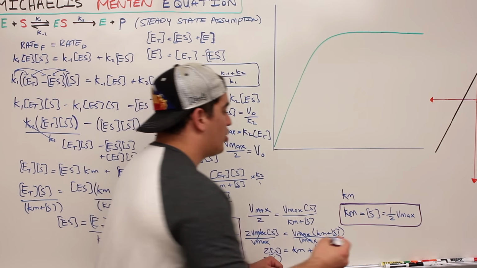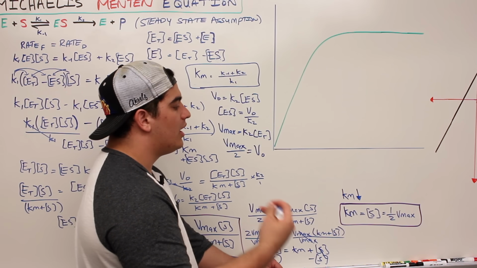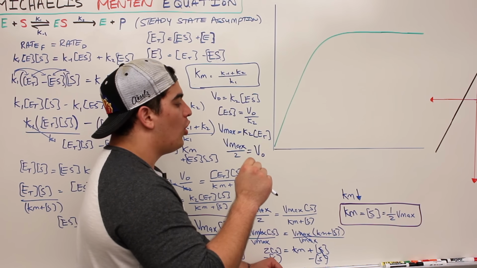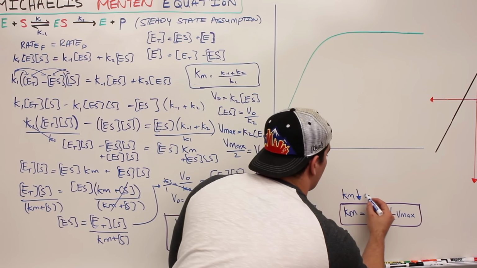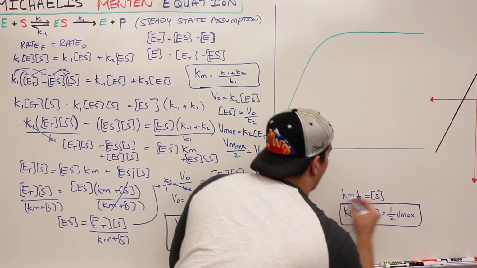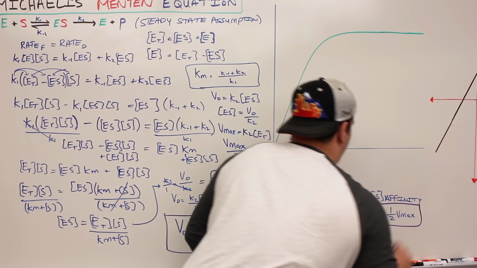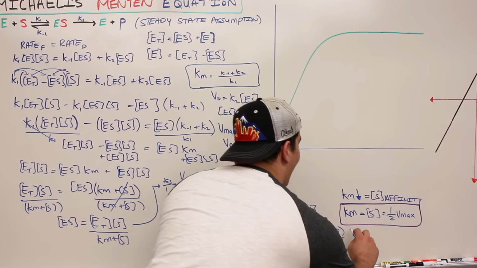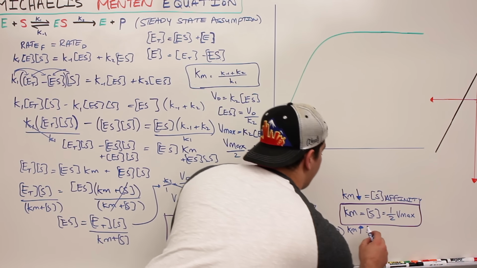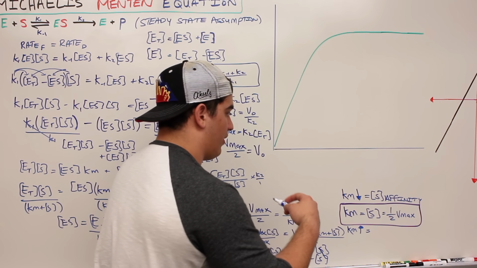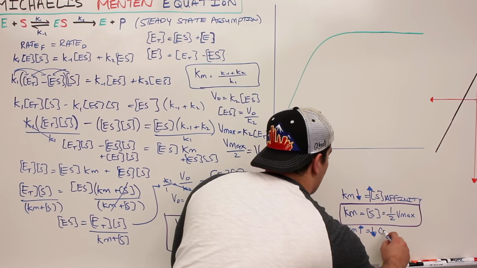for a substrate. So if we have a low Km, a decreasing Km tells us that that enzyme will have high substrate affinity. So we can say that a low Km equals high substrate affinity. Okay, then we can say the inverse. If Km is really high, then we can say that it has a low substrate affinity. So this one had a high substrate affinity. This one will have a low substrate affinity.